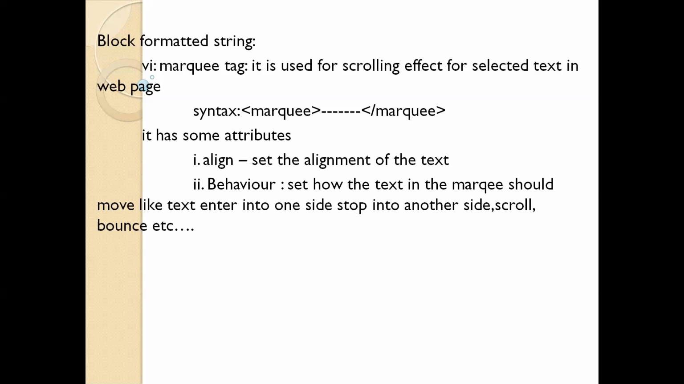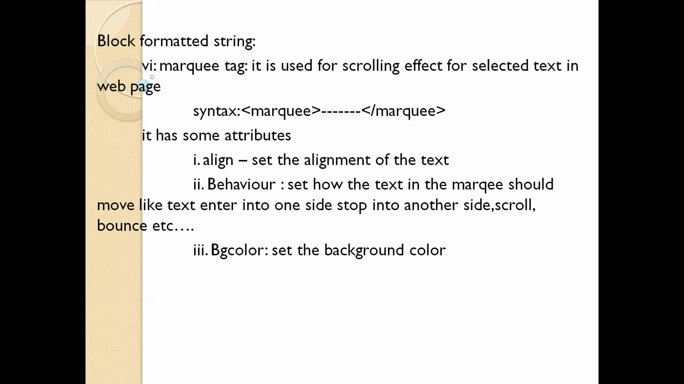If you want the text to move from the left side and then stop at the right side, or if you want to move the text from the left side towards the right side, and then scroll or bounce the text, etc., we need to apply some behavior. So behavior is one of the attributes of this marquee tag. I will show all these tags and attributes in the next coming classes. Don't worry about that.